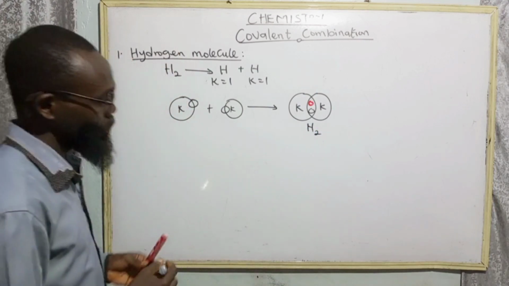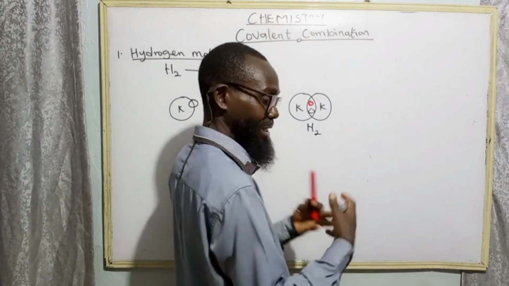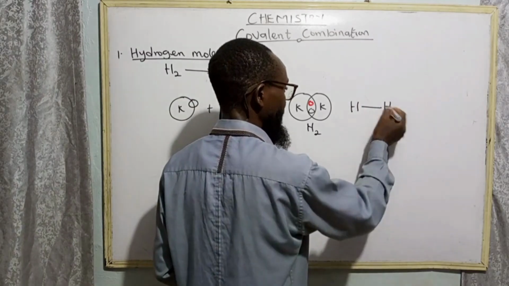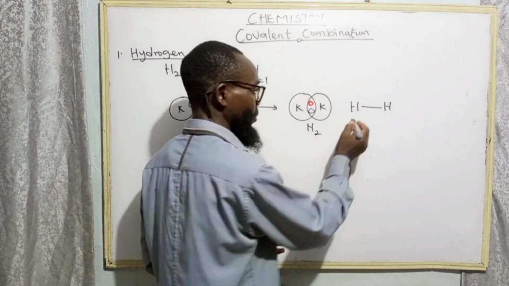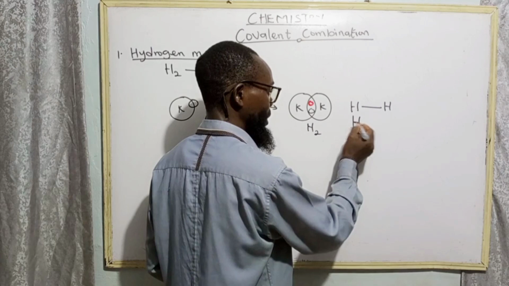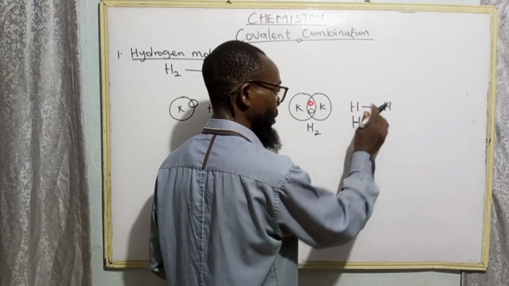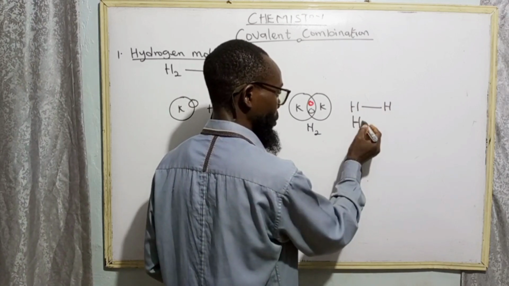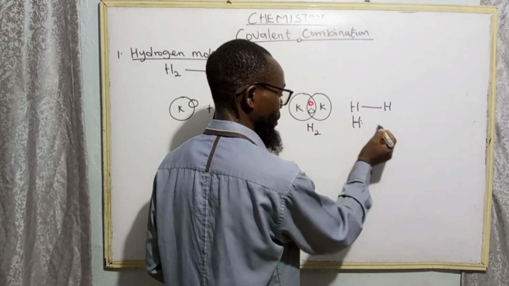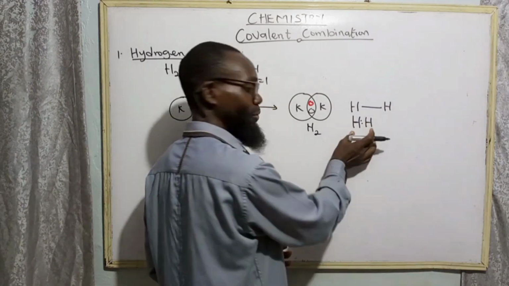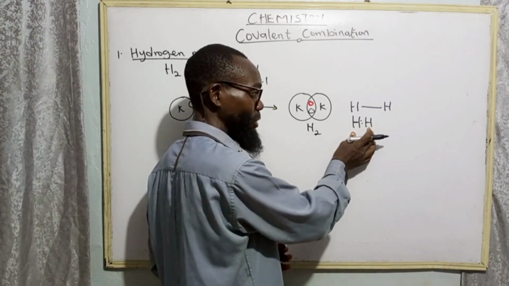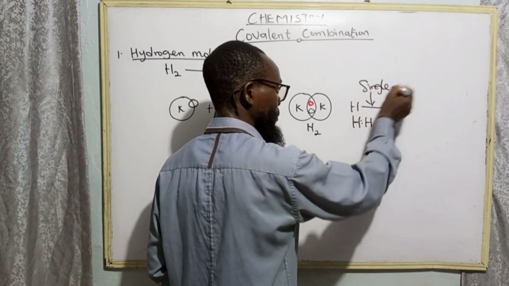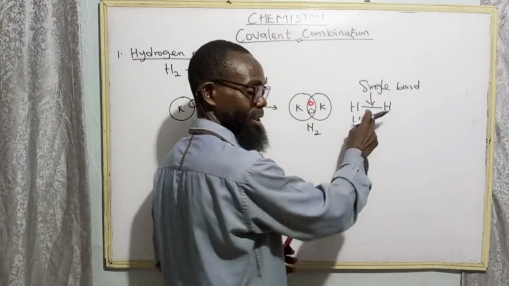If I want to use a line to represent the bond between them, I'm going to say H-H. So it's forming a single bond. This one is donating 1 electron and this one is donating 1 electron. So we are having a bond between them. This is called a single bond.